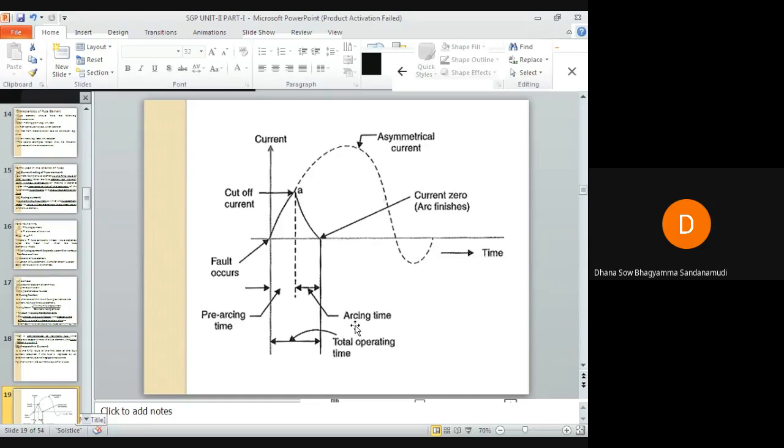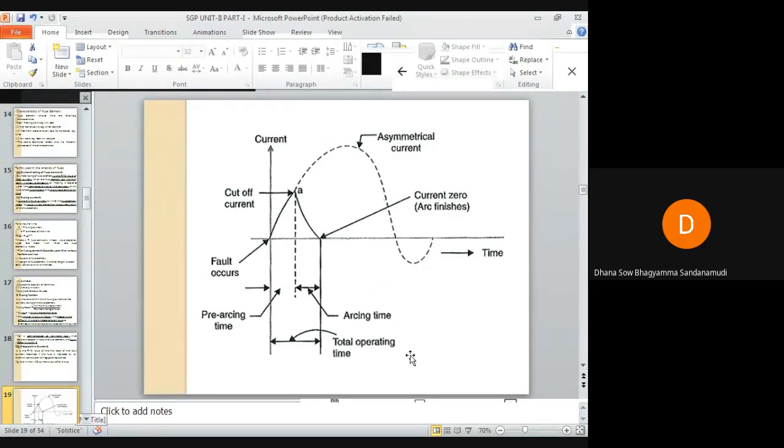Next is total operating time. Total operating time is the sum of pre-arcing time plus arcing time. At instant A, what happens? The arc is struck between the contacts of the fuse, and it will extinguish at some other instant. I have not given notations for that instant; otherwise, I might have used them here. So total operating time is the pre-arcing time plus arcing time.